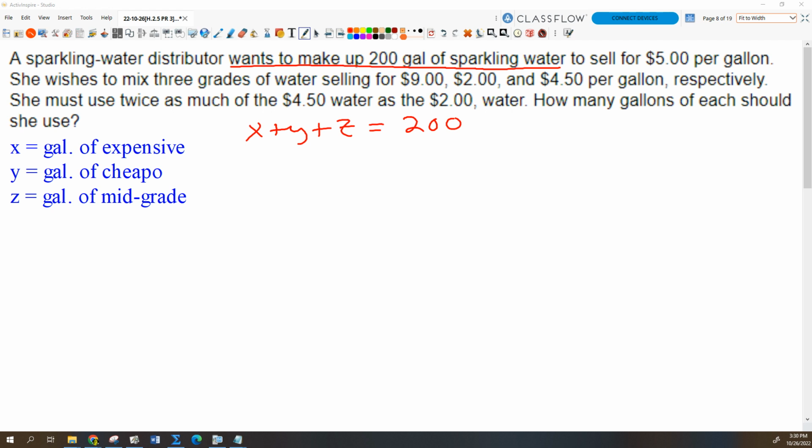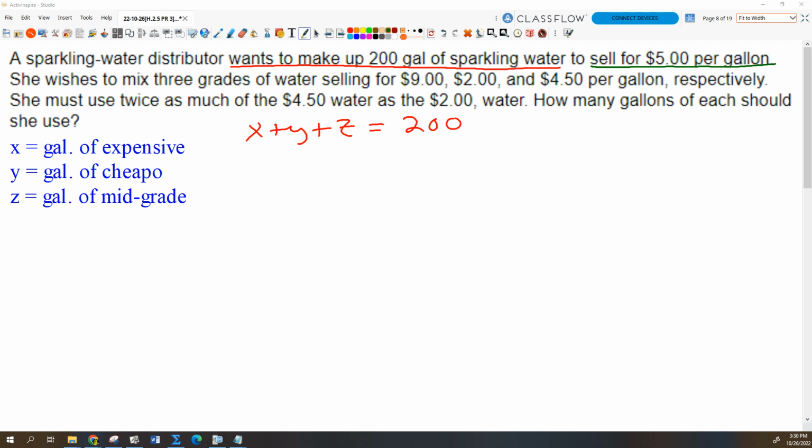X plus Y plus Z equals 200. Okay, the total number of gallons is 200. Now it gets a little bit trickier, right? Here's a hint: here's where the other equation has to come from. She wants the mixture to sell for $5 per gallon.